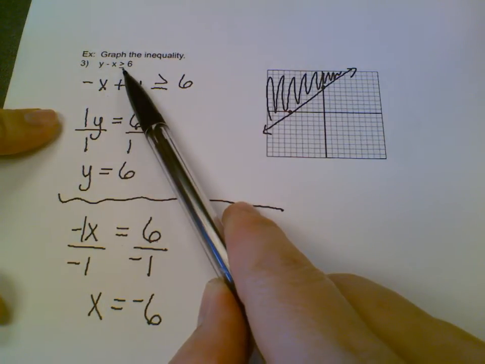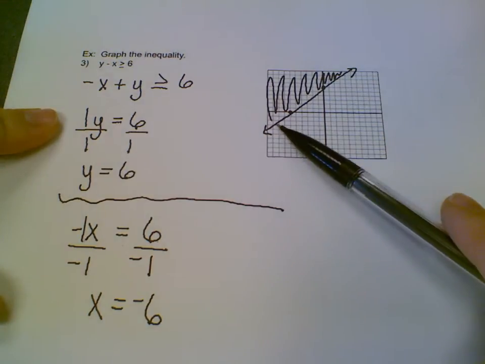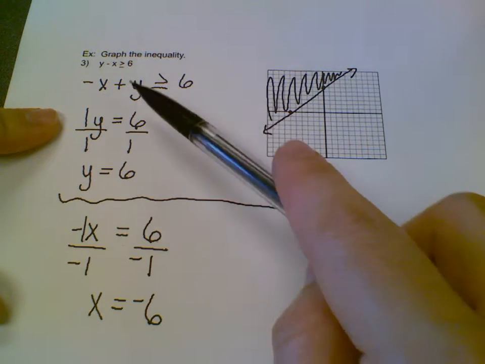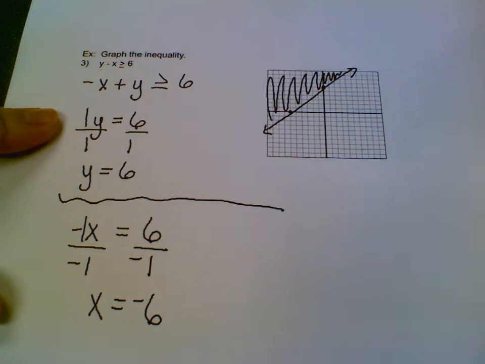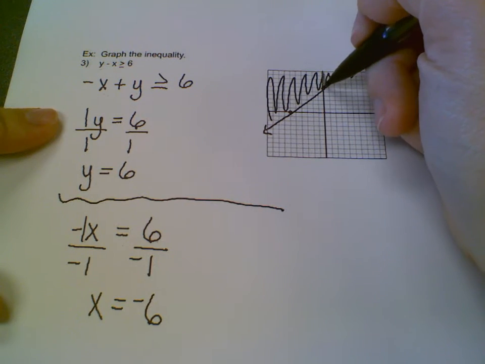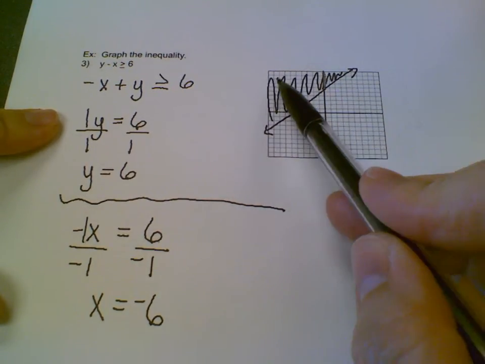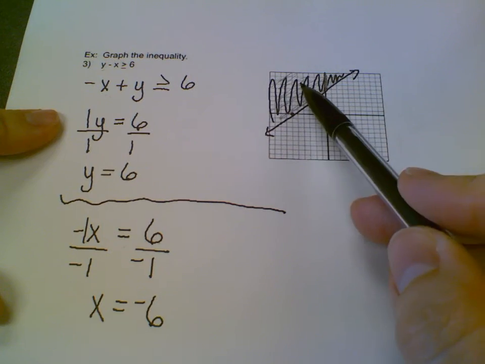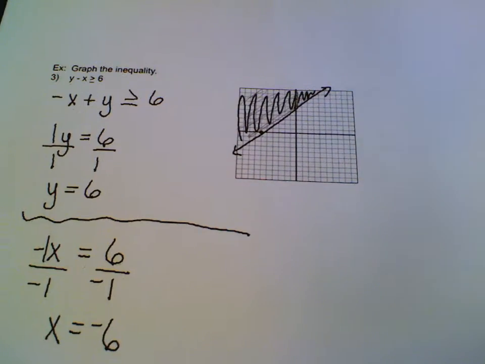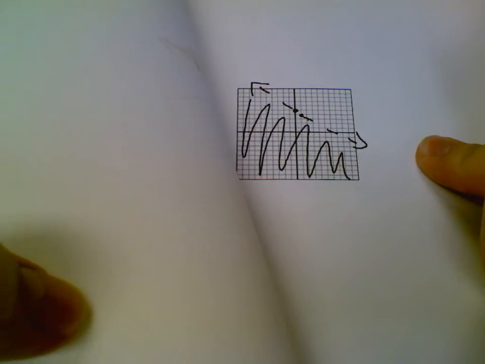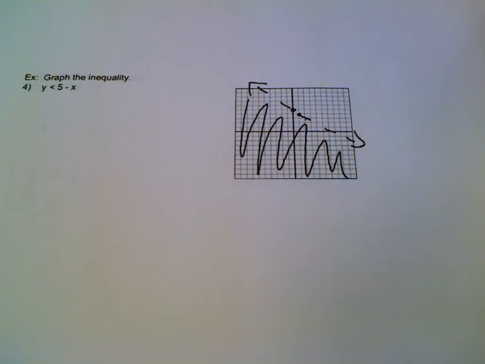I have a symbol with a line underneath that, so that means I want to draw in a solid line. This is a greater than symbol, so I'm going to do everything above my y-intercept. So everything above that would be all of this space up here. You're going to pause the video and try the next one.